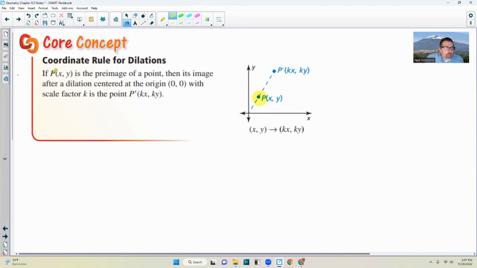P, there's P, is the point x comma y, is the pre-image of a point, then its image after a dilation centered at the origin with scale factor K is the point P prime, which is the scale factor K times X, which gets us up to here, and K times Y, which gets us up to here. So that'd be an enlargement. If P prime is closer to the origin, or the point of dilation, then the K would be a fraction between 0 and 1, and that would make P prime closer to the point of dilation.